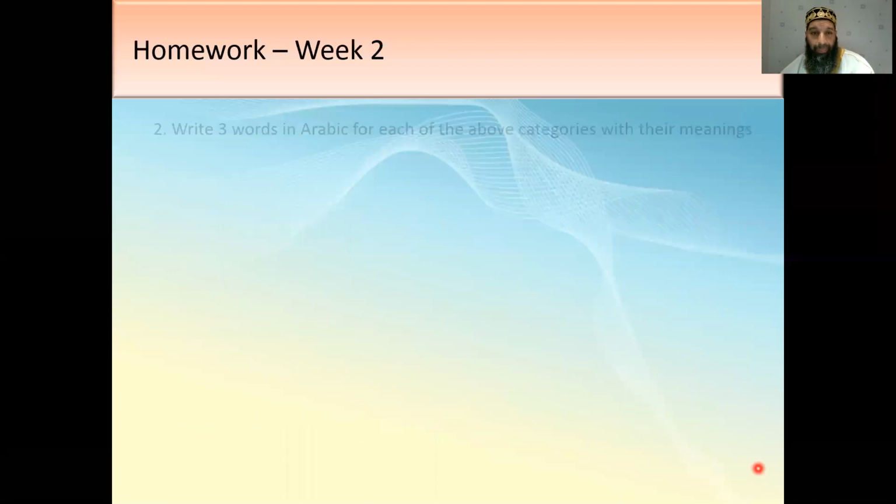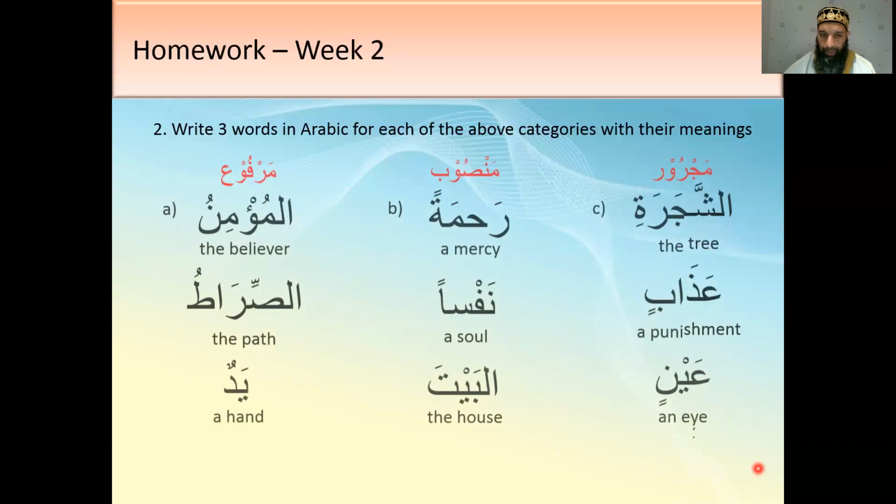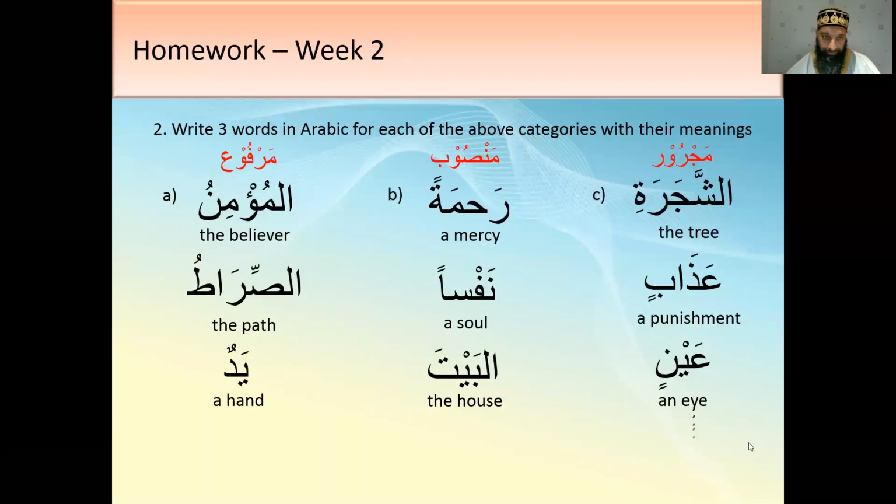Right. Question 2. So this is the homework we had to do. Write 3 words in Arabic for each of the above categories with their meanings. So what do we get before I reveal the answers? Okay, this might be a bit tricky. So here we go.